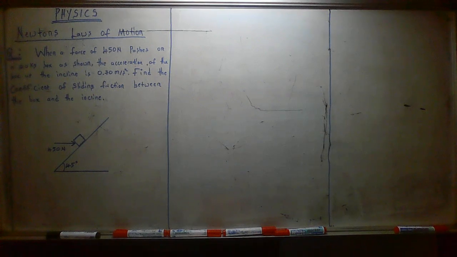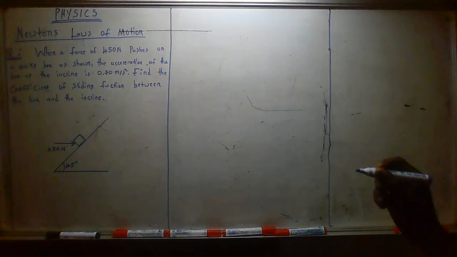In today's video, we'll be looking at a question from Newton's laws of motion, which reads: when a force of 450 Newton pushes on a 20 kg box as shown, the acceleration of the box up the incline is 0.70 meter per second squared. Find the coefficient of sliding friction between the box and the incline. Alright, so let's find the coefficient of sliding friction.